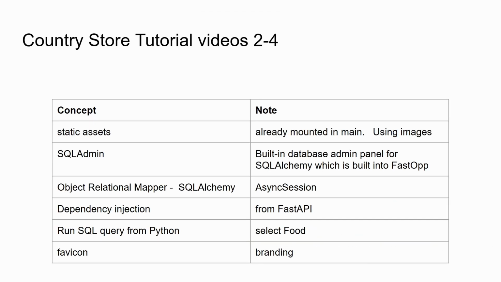In videos 2 through 4, you learned about static assets. This is a folder or directory on the root of the project usually, and it's where we stored the images. This was already mounted prior to you starting the video series in main. You do have to mount it in FastAPI and tell it where the static assets are.